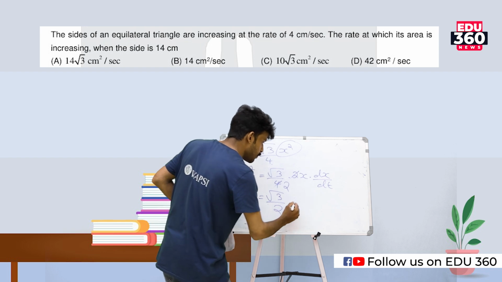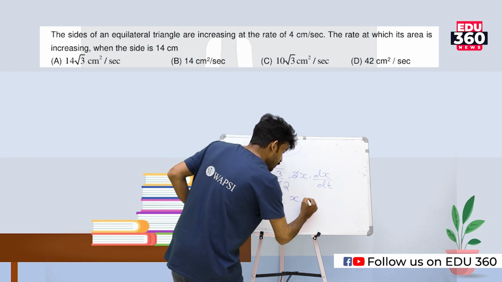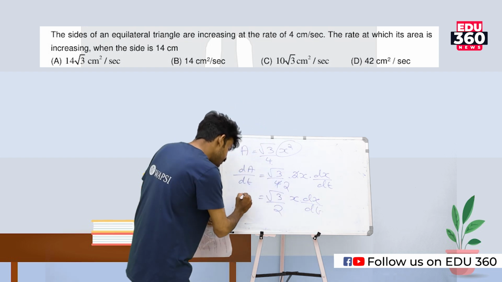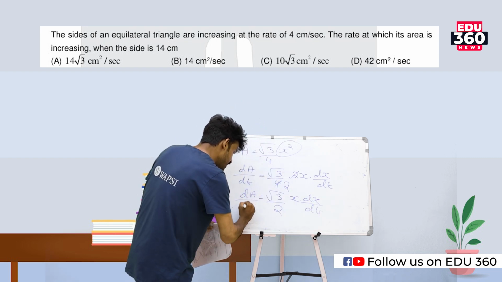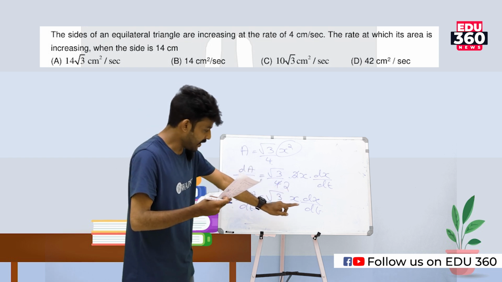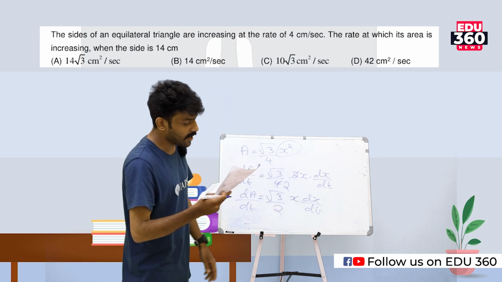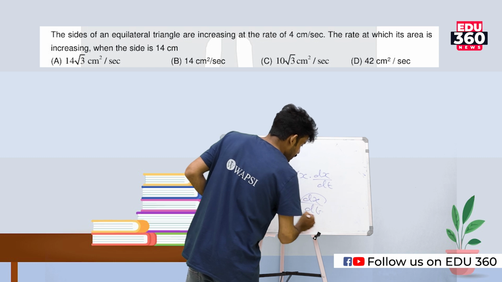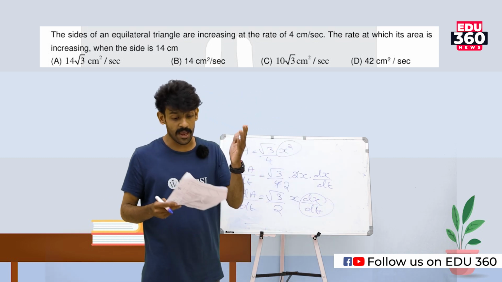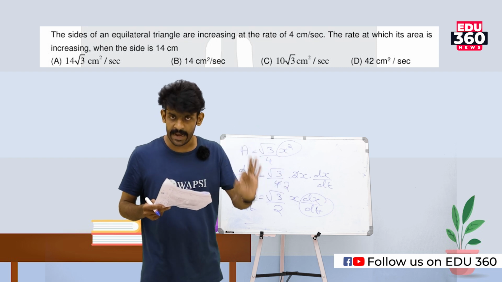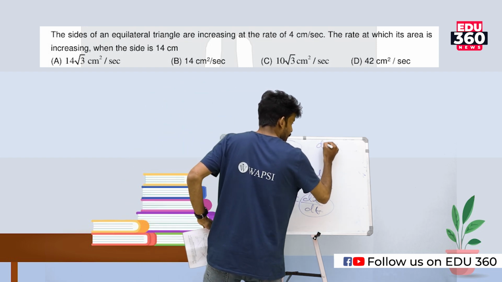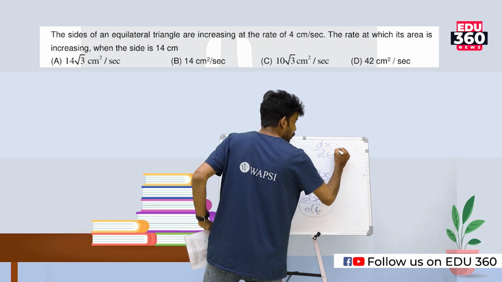Yes, root 3 by 2 into x dx by dt. That is dA by dt, which is equal to root 3 by 2 into x dx by dt. Here, dx by dt means the rate of change of side length, which is already given in this question. We know that dx by dt is equal to 4.